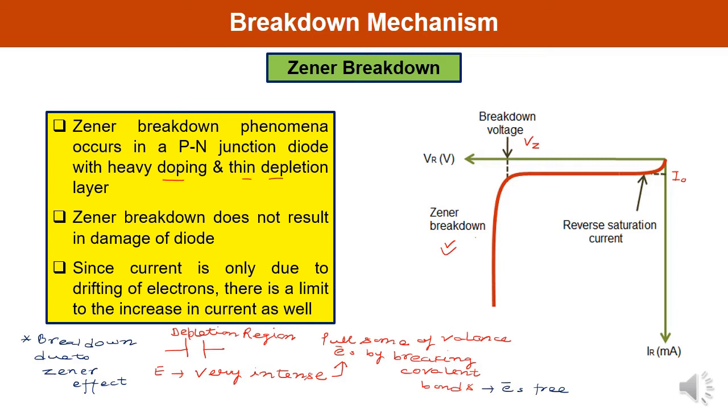About Zener breakdown you must remember one point: it doesn't damage the diode. Here the current is only because of the drifting of electrons, which means there is a limit to the increase in current as well. So these are the important points. If somebody asks you whether breakdown always damages the diode, the answer is no. If we use an external current limiting resistance such that the reverse current at the time of breakdown is kept at a low value, then damage to the diode can be prevented.